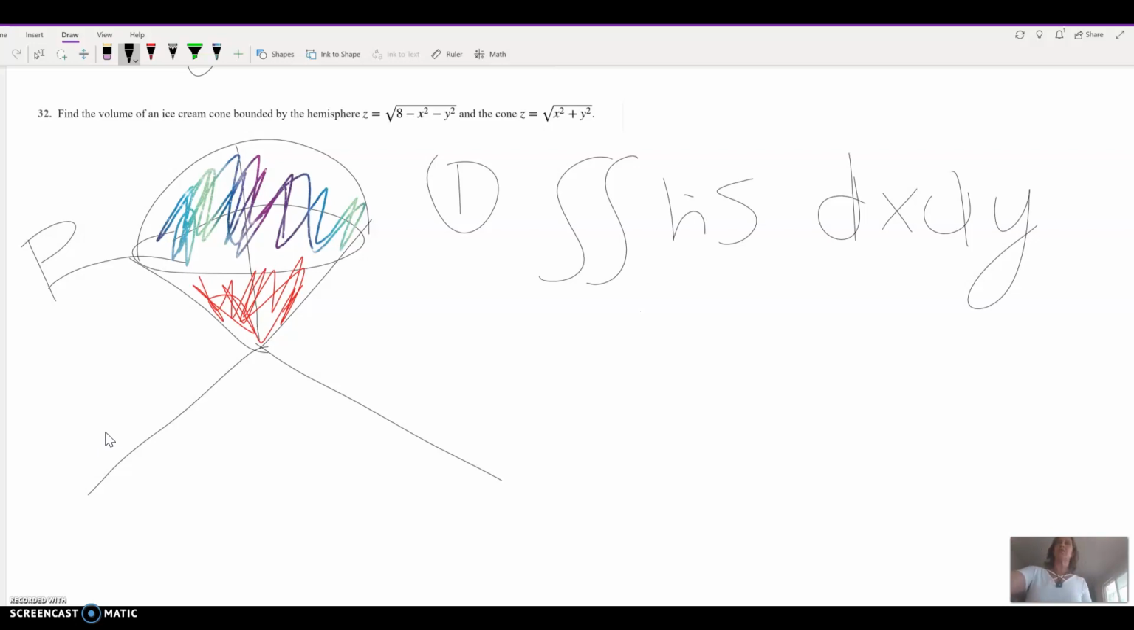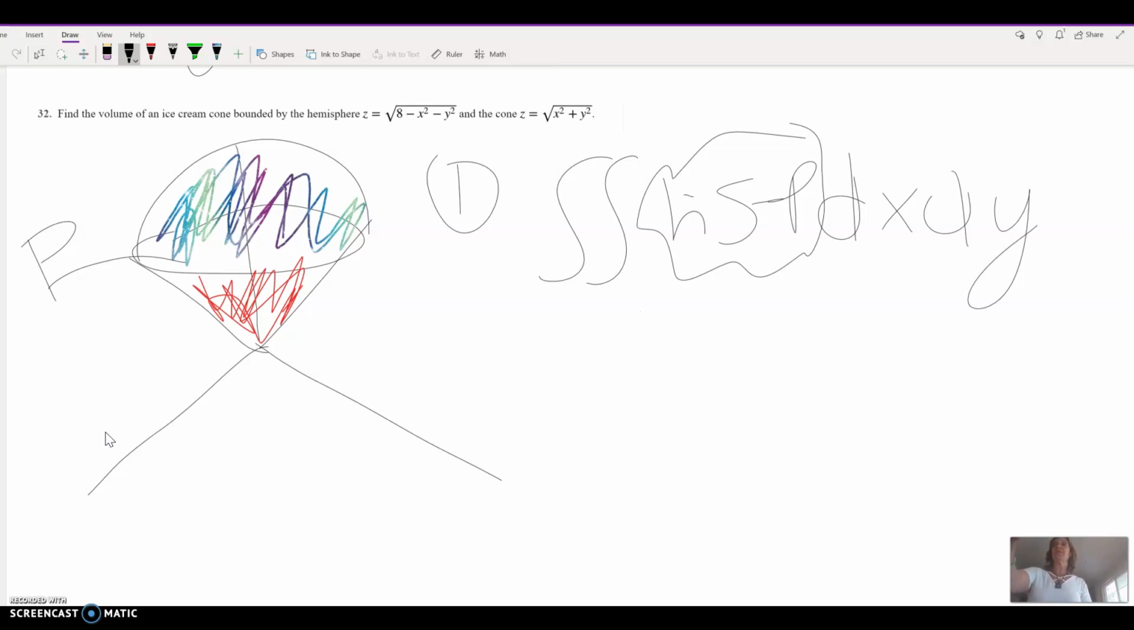How do I make sure it's the volume limited by that plane? I'm actually going to take that hemisphere and subtract that plane. So my function becomes this hemisphere minus that plane, so that I only get the volume to that plane, not all the way down.